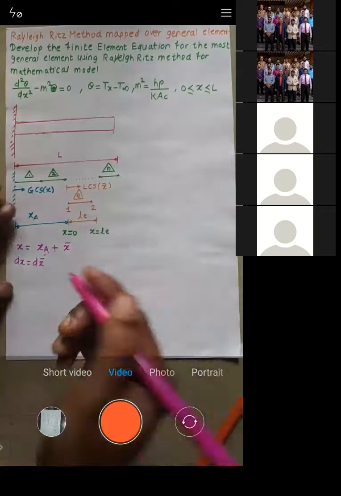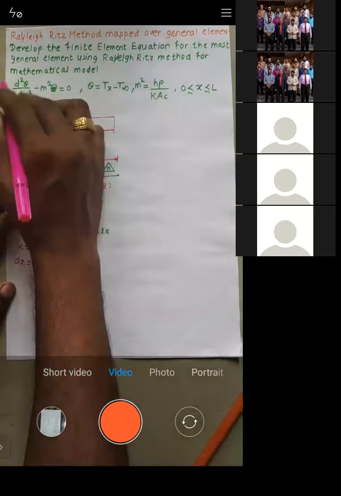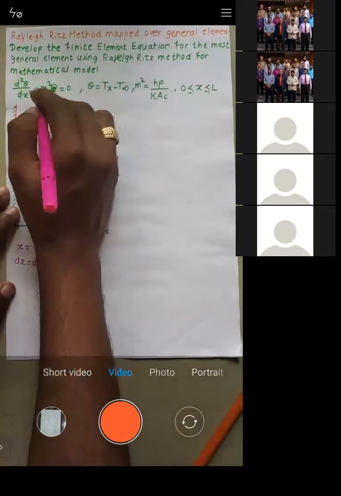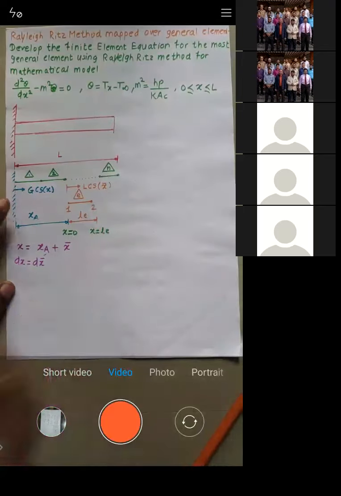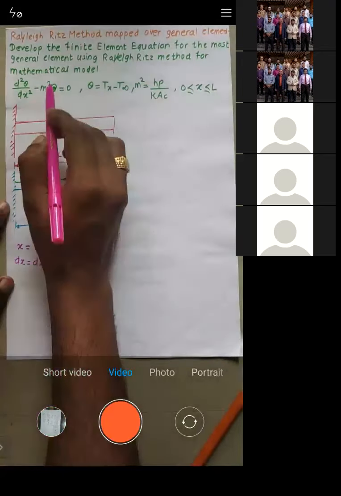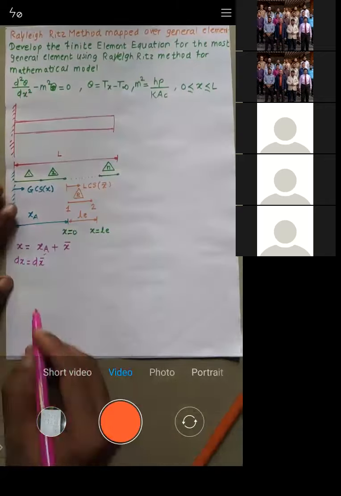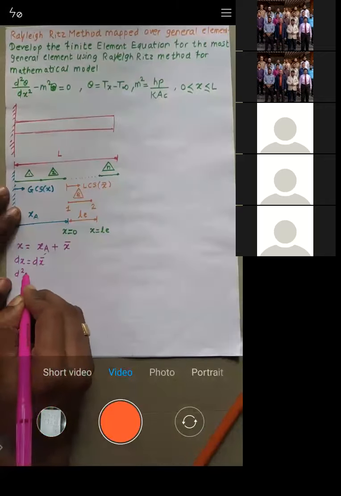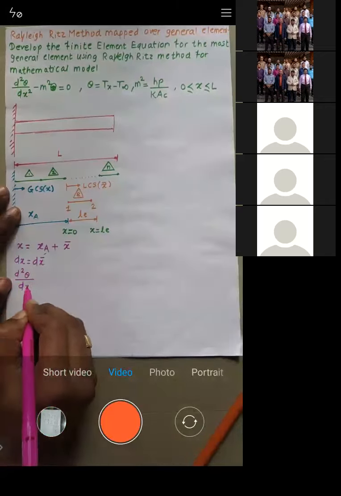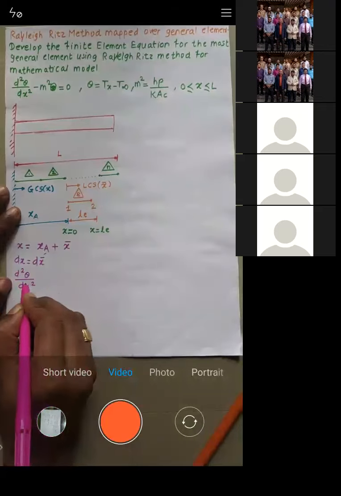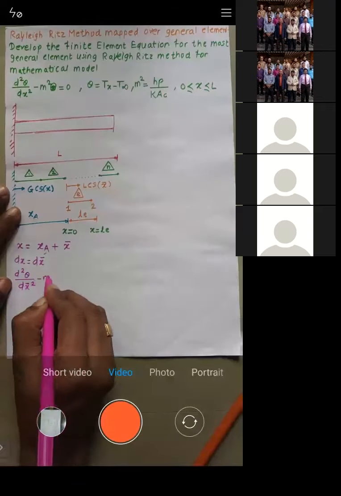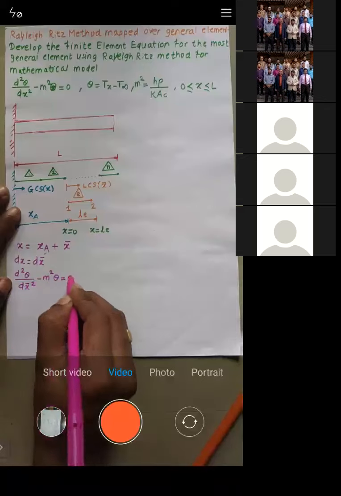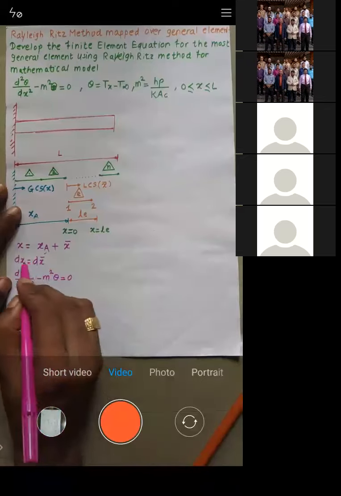Right? Now what will I do? In this equation, I will replace dx by dx bar. So I will write this equation as d square theta by dx bar square minus m square theta is equal to 0. Simple. What I've done is replace x by x bar.